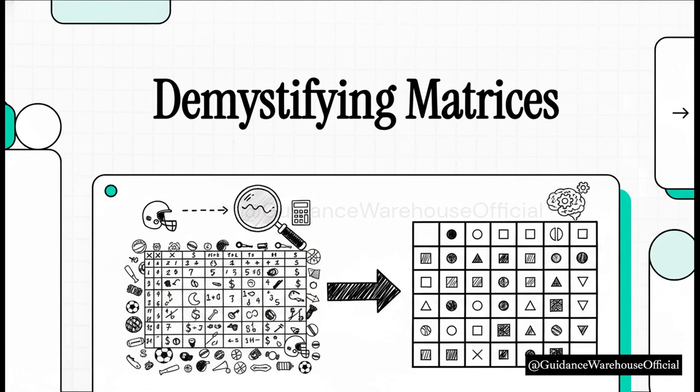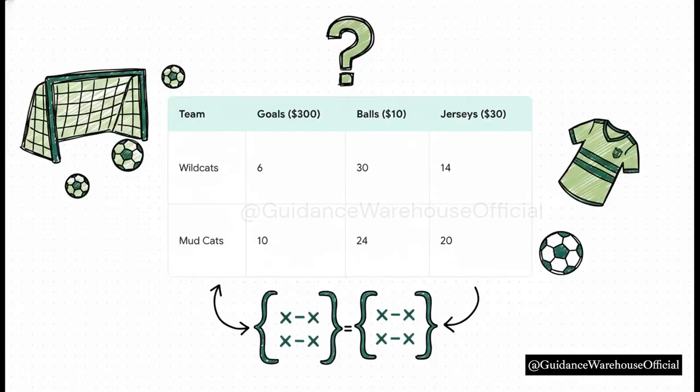We are talking about matrices. Take our real-world problem here. We've got two soccer teams. The Wildcats need 6 goals, 30 balls, and 14 jerseys. The Mudcats need 10 goals, 24 balls, and 20 jerseys. And we know our cost, right? A goal is $300, a ball is $10, and a jersey runs $30.